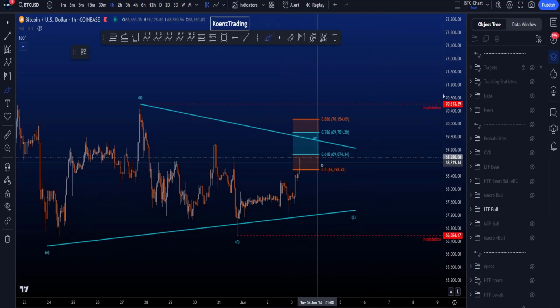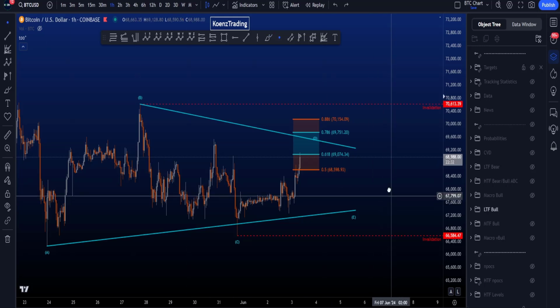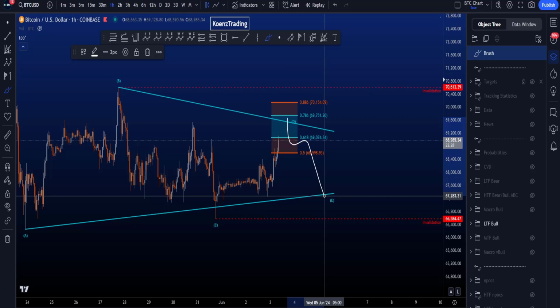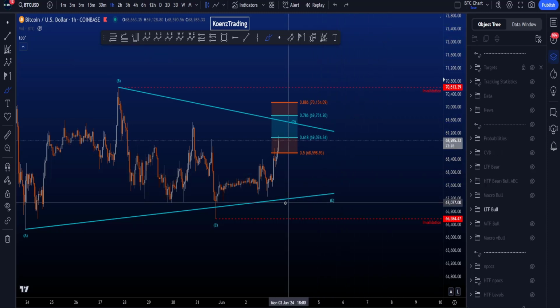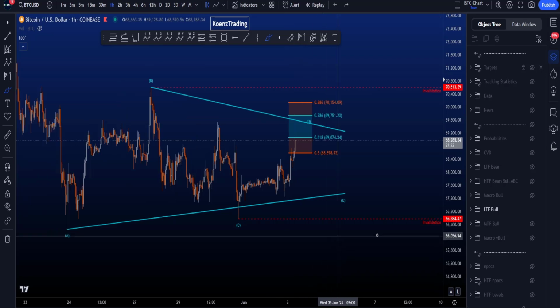An uncommon target for wave D is the 0.5 and the 0.886. The 0.5 at 68.6k has been passed and the 0.886 sits at 70.1k. After wave D, we then want to see a zigzag structure to the downside in a wave E and continuation to the upside without wave E touching the low of wave C at 66.6k.